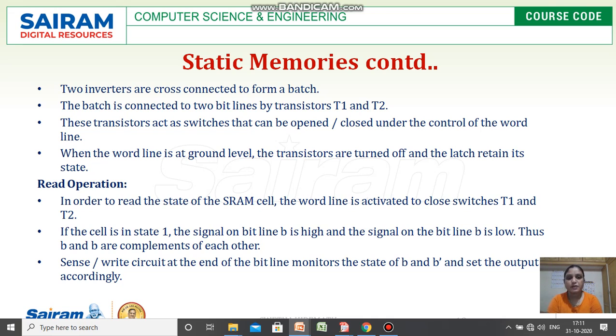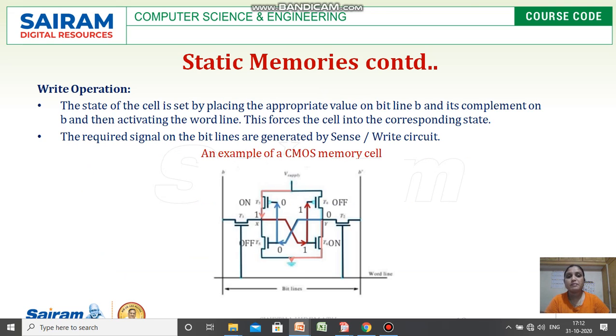So two operations can be performed on the semiconductor memory cells. So first one is read operation. In order to read the state of the SRAM cell, the word line is activated to close switches T1 and T2. If the cell state is 1, the signal on bit line B is high and the signal on the bit line B dash should be low. That is, both are complements of each other. So hence if B is 1, then B dash should be 0. Sense or write circuit at the end of the bit line monitors the state of B and B dash and sets the output accordingly. So whatever output will be there at that particular point of time, that value will be set.